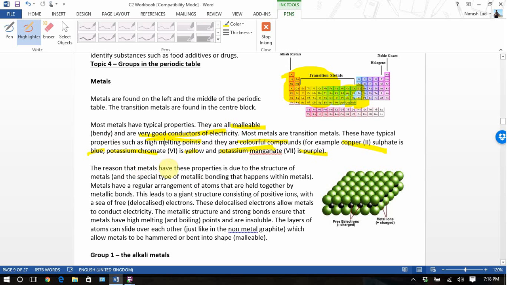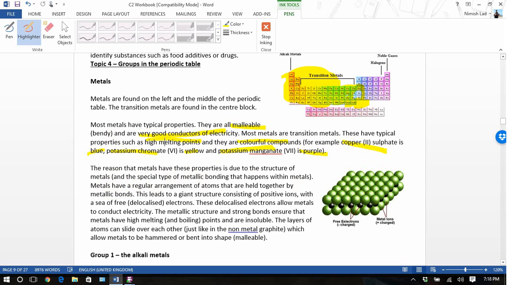The reason why metals have these properties is due to the structure of the metals and the special type of metallic bonding that happens within the metals. So metals have a regular arrangement of atoms. They're held together by metallic bonds. This leads to a giant structure consisting of positive ions with a sea of free electrons in between them. We call those free electrons in chemistry delocalized electrons.